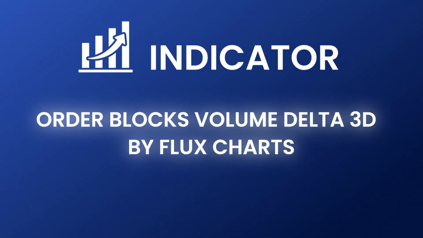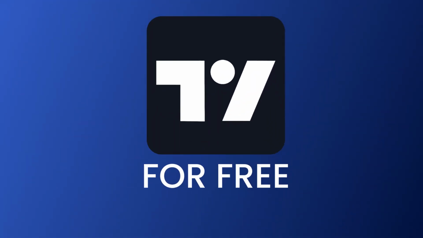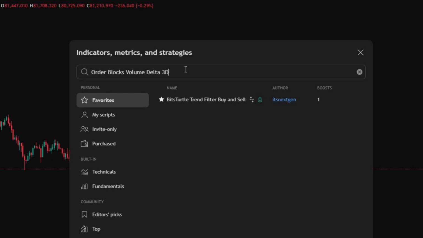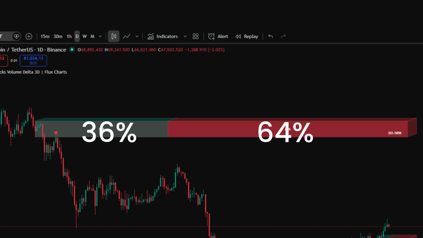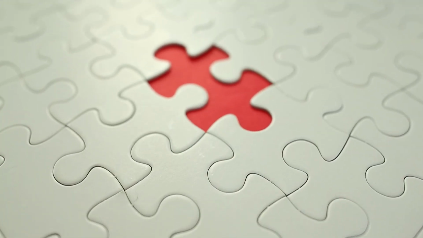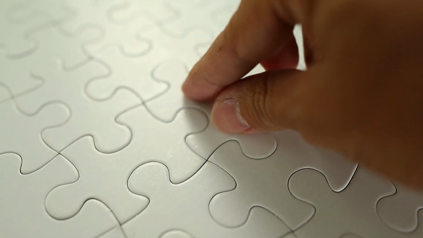The indicator is called Order Blocks Volume Delta 3D. You can find it on TradingView for free. Search that exact name and select the one by Flux Charts. It loads directly onto your chart. The first thing you will notice is shaded rectangular zones with percentage values printed inside them. Those percentages are the core of what makes this tool different, and we will get into what they mean shortly.